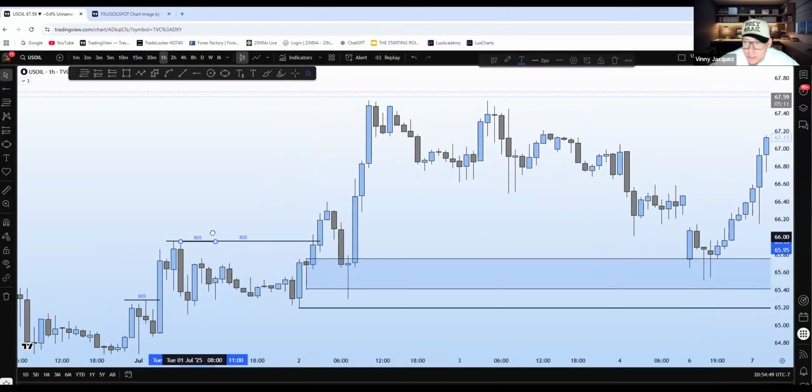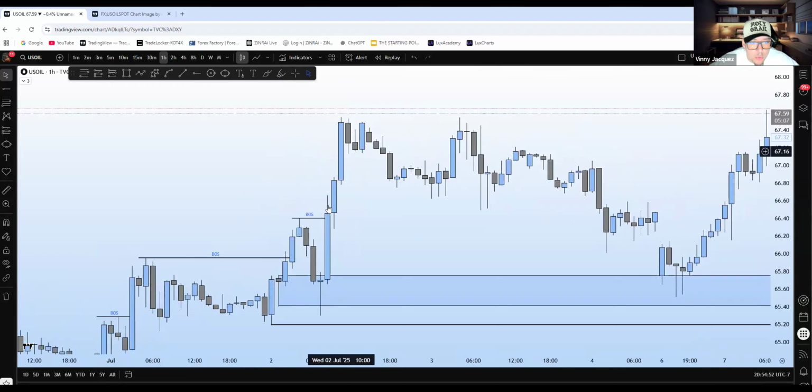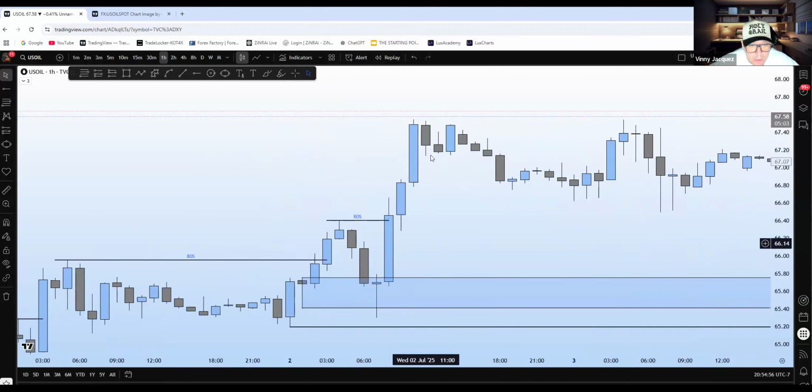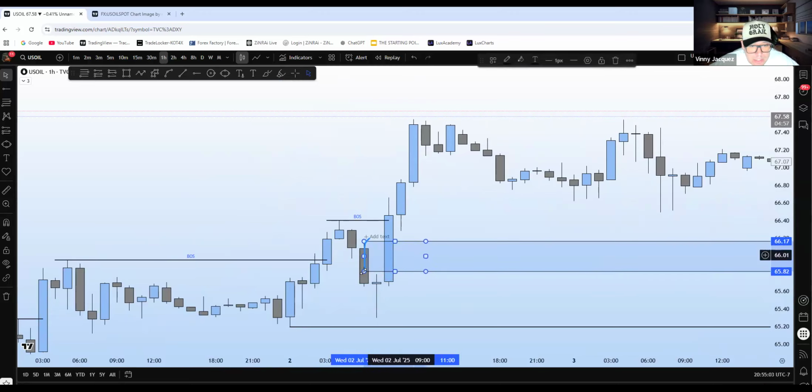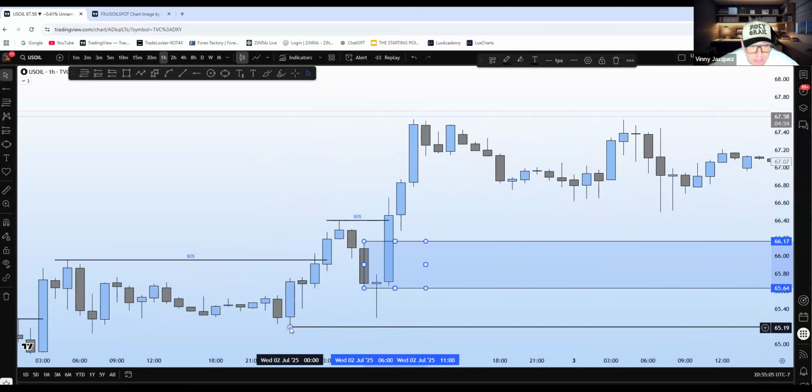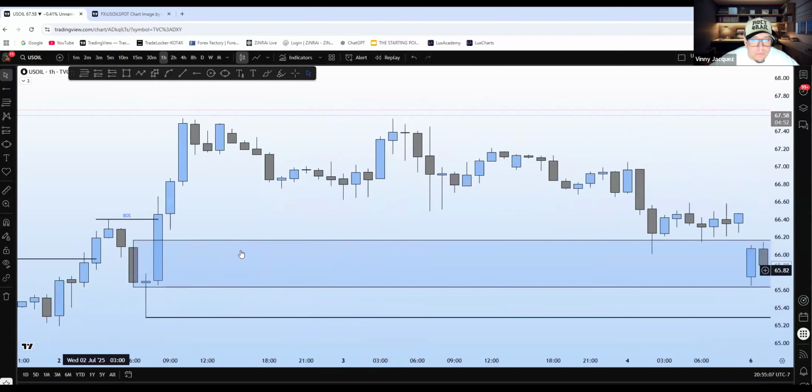We have another break of structure right here. Notice 3 bullish candles, right? Where's my last selling candle at? 1, 2, 3, 4 buy candles. My last selling candle is this right here. My stop loss would be this low.